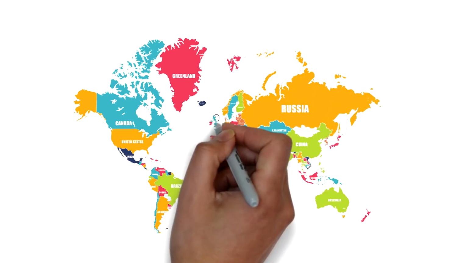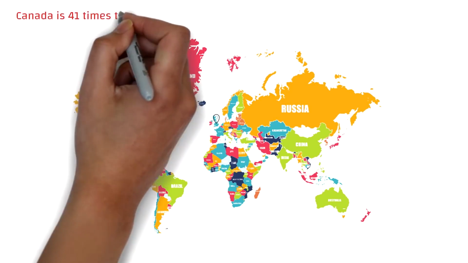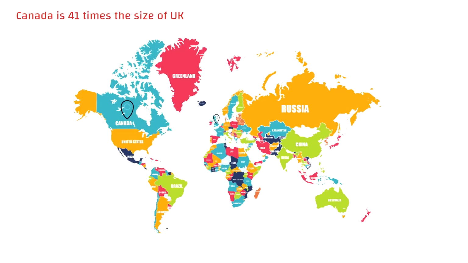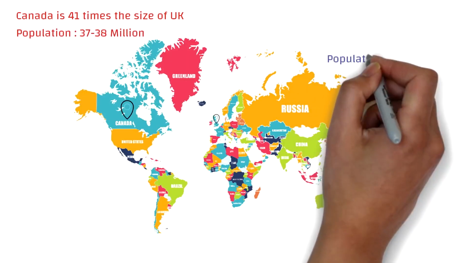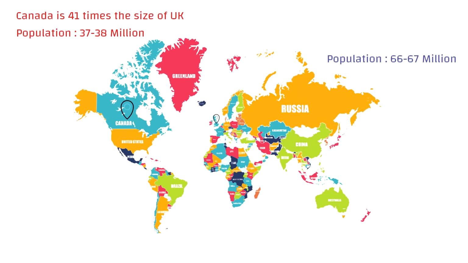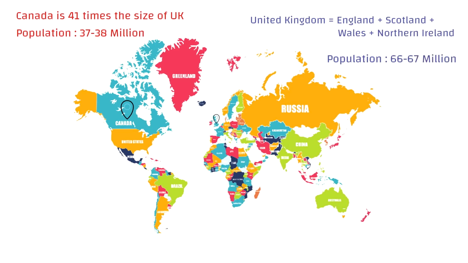So this is the world map and UK is located over there and you see Canada over here. Clearly you see that UK is very small in comparison to Canada. Actually Canada is 41 times the size of UK. But it's very interesting that its population is close to half of UK. Population of Canada is around 37 to 38 million, while of UK it's around 66 to 67 million. When we say UK, we mean United Kingdom, which obviously means England, Scotland, Wales and Northern Ireland.